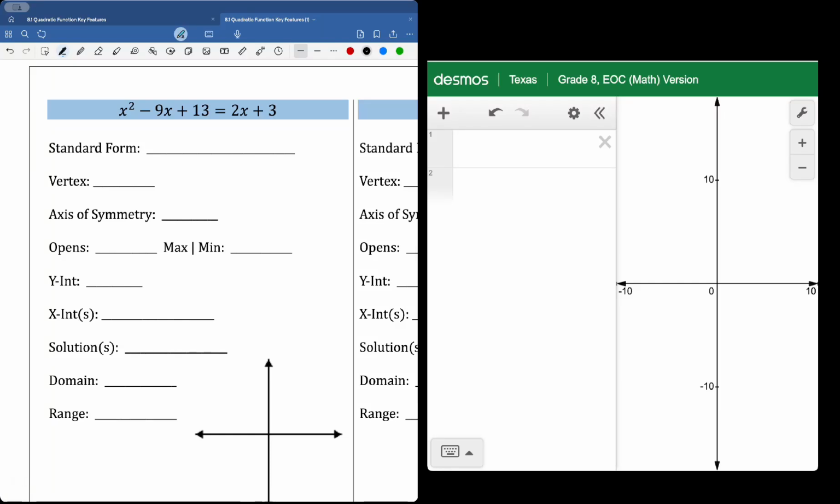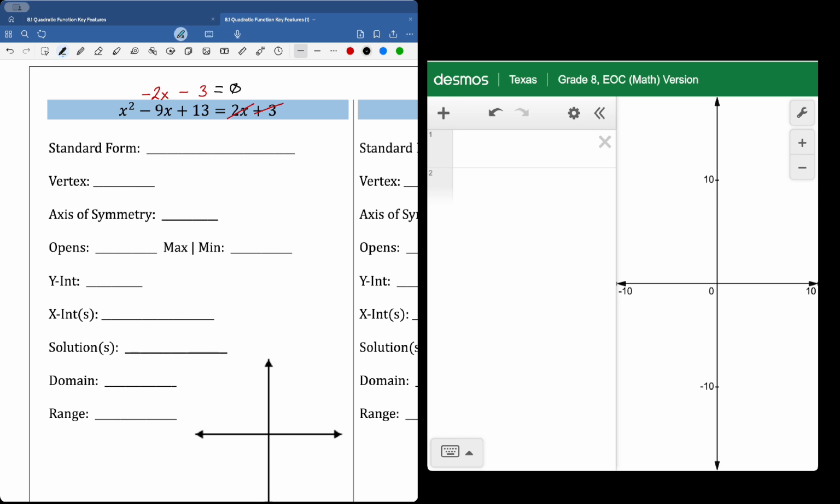Okay, so we're going to be graphing the quadratics here that we were given, but before we can do that, we actually need to fix the equation so that it's equal to 0 on the right side. In order to do that, for each part here, this plus 2x, I'm going to subtract it from this negative 9x. And then this plus 3, I'm going to subtract it from this positive 13. This is going to help us fix the equation.